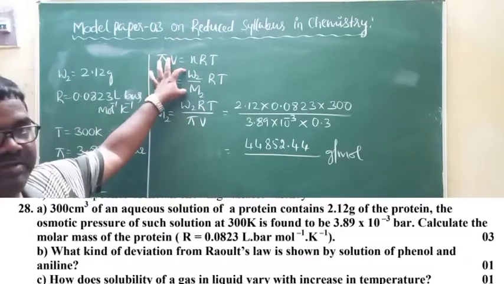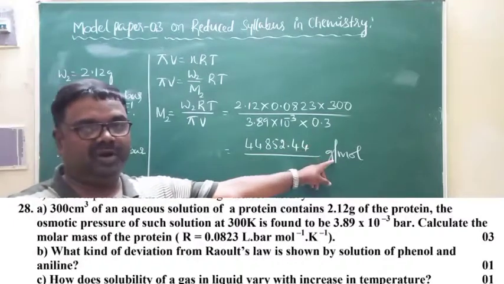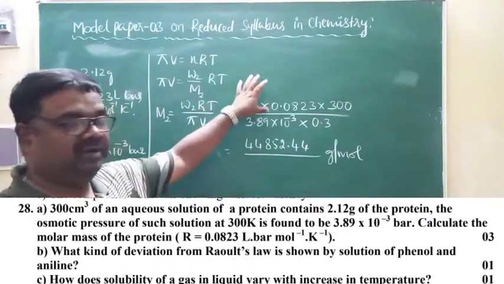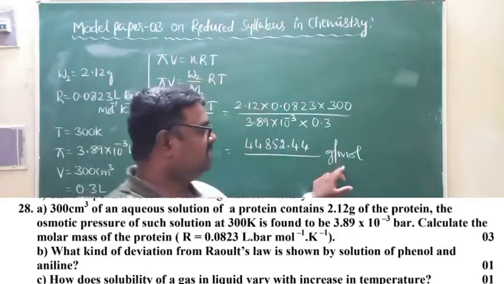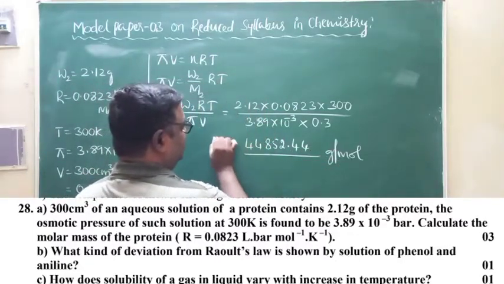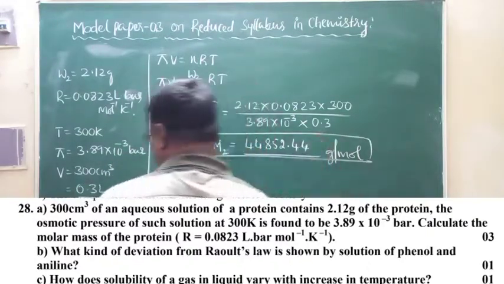Writing the formula carries 1 mark, substitution with the final answer with a proper unit carries 2 marks. Substitution is 1 mark, simplification with the final answer with a proper unit here is 1 mark. Okay? So this is what we call the molecular mass of solute.